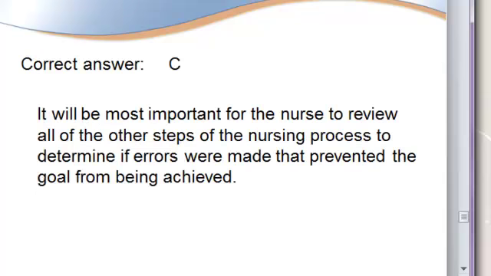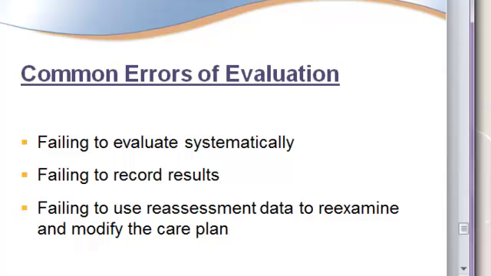It will be most important for the nurse to review all of the other steps of the nursing process to determine if there were any errors that were made that prevented the goal from being achieved. Always go back to that assessment, and that's what she's doing. She's assessing and reviewing. There are some common errors of evaluation: failing to evaluate systematically, failing to record results, or failing to use reassessment data to re-examine and modify the care plan.